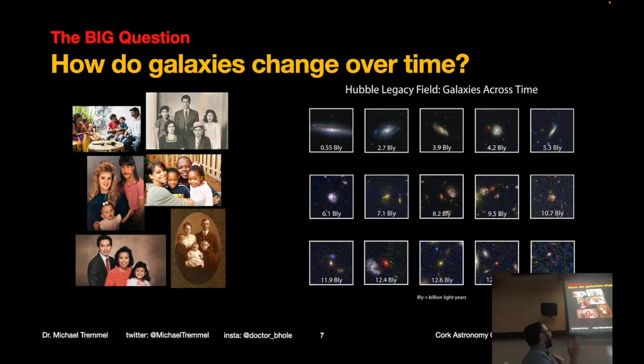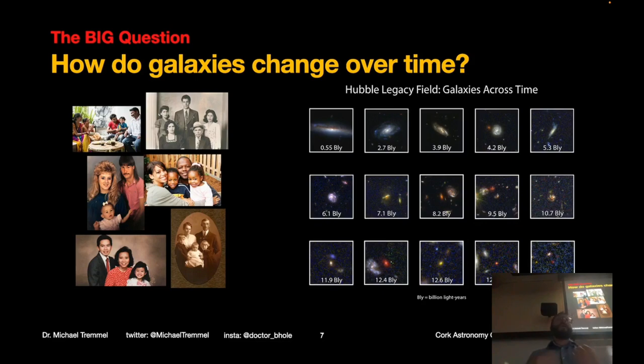And so I like thinking of it like trying to understand how an individual human grows up over time, just looking at portraits of families at different times, at different places, and trying to connect the dots. How do individual humans grow up? It's difficult to do if you can't just watch it happen. Okay, so this is the challenge. How do we connect these dots?